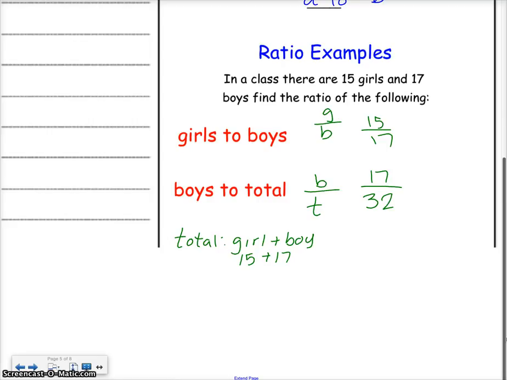All right, that's learning target number 1. Given a situation, you create the ratio that represents it. The first thing always goes on top. Sometimes you need a total where you have to add them.